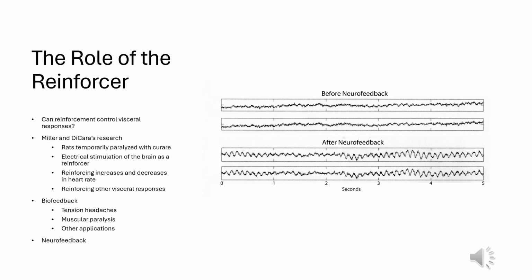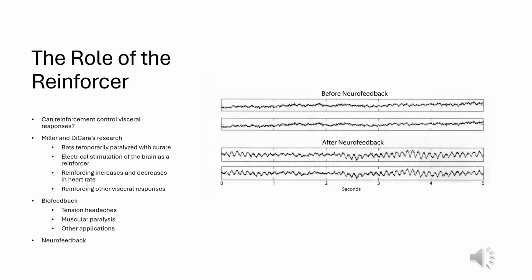And then if we look at electrical stimulation of the brain, instead of using traditional reinforcers like food, the researchers used ESB, electrical stimulation of the brain, particularly targeting reward centers like the hypothalamus. This acted as a highly motivating reinforcer. By delivering ESB contingent on changes in heart rate, they were able to reinforce increases or decreases in the rats' heart rates depending on the conditioning procedure.